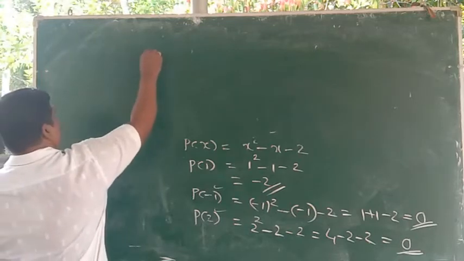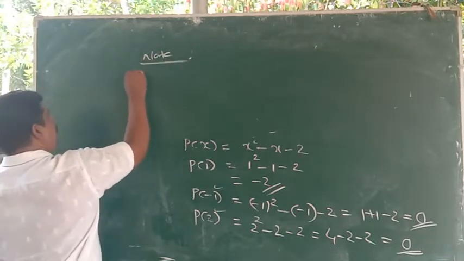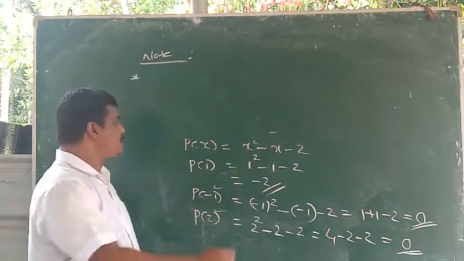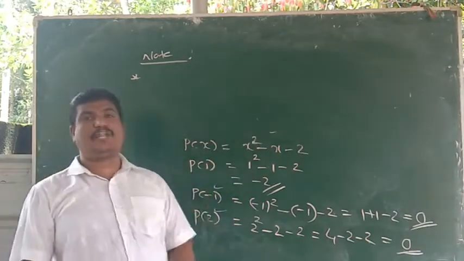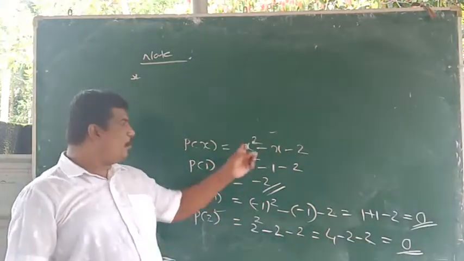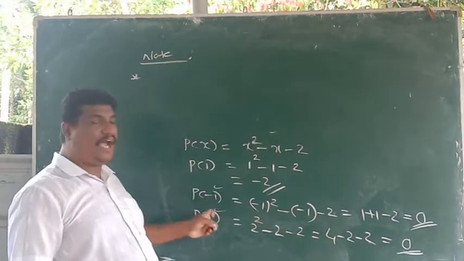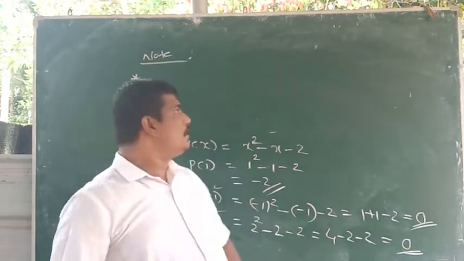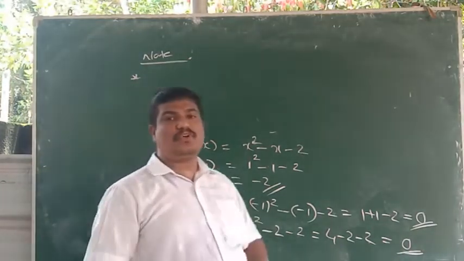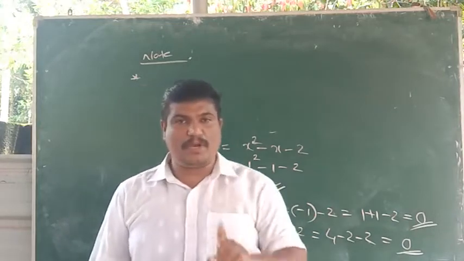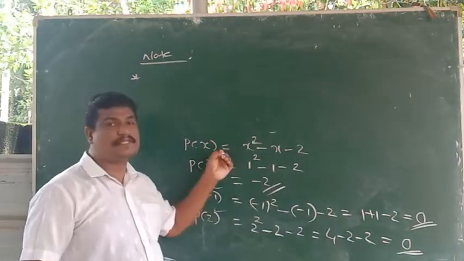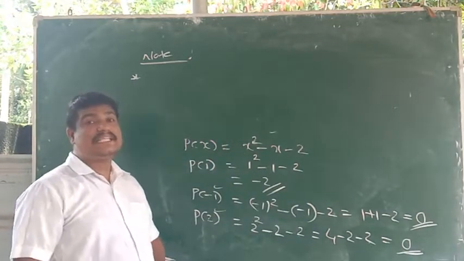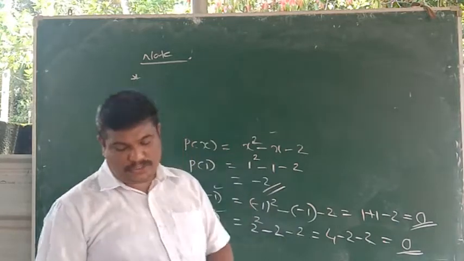Note 1. Listen. First study linear polynomial. What is x square minus x minus 2? It is a quadratic polynomial, degree 2. A quadratic polynomial has two zeros, minus 1 and 2. Degree 2, so it has maximum 2 zeros. Then a linear polynomial has how many zeros? Only 1 zero. A linear polynomial has only 1 zero. A quadratic polynomial has maximum 2 zeros. A cubic polynomial has maximum 3 zeros. Okay, note, write down note.